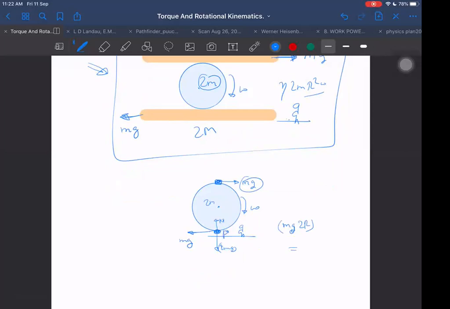What is the net moment of inertia about point P? Net moment of inertia about point P will become eta into 2m r square, plus m r square.